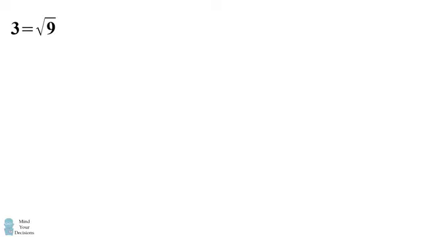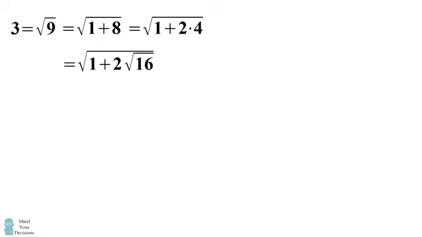3 is equal to the square root of 9. 9 equals 1 plus 8, and 8 factors out into 2 times 4. 4 can be expressed as the square root of 16. We now have a square root inside of another square root. We've come to the first iteration of this nested radical. Can we get to the next stage?